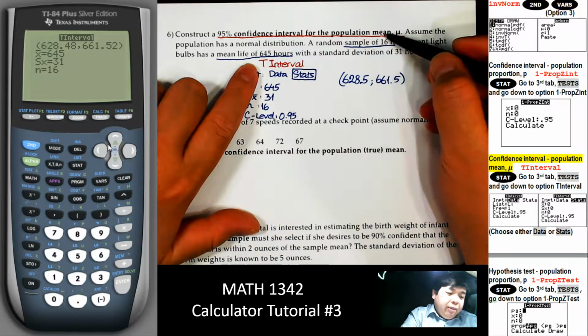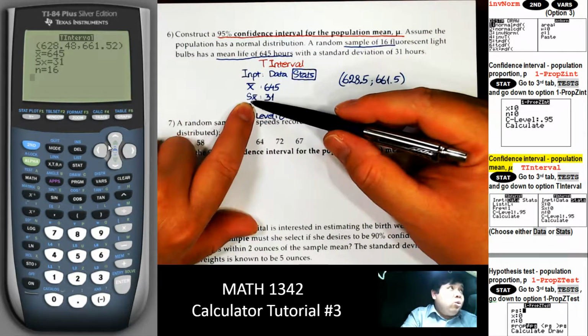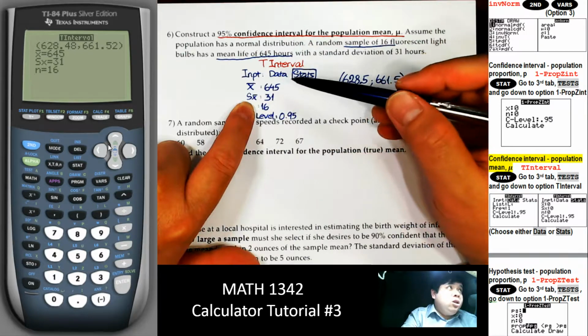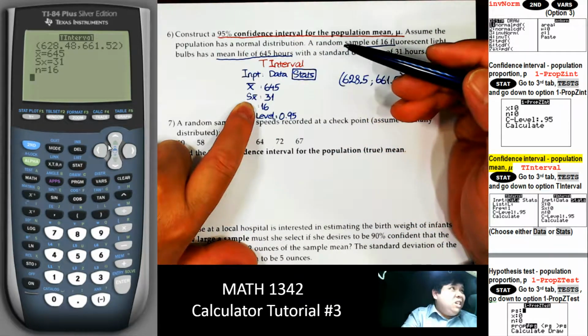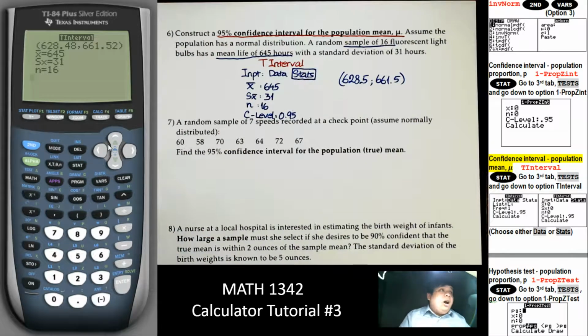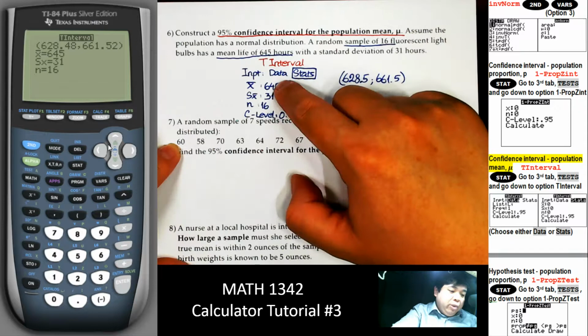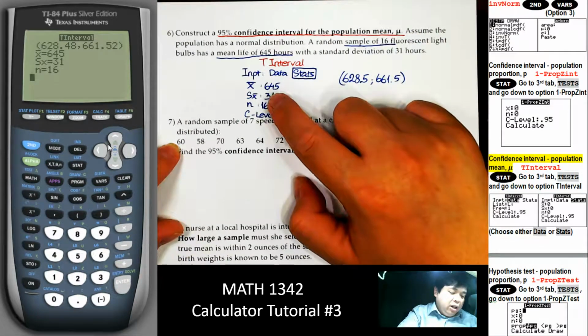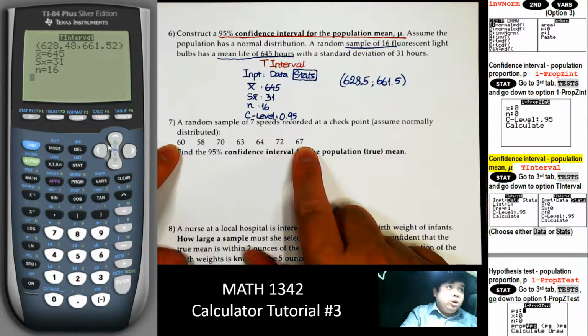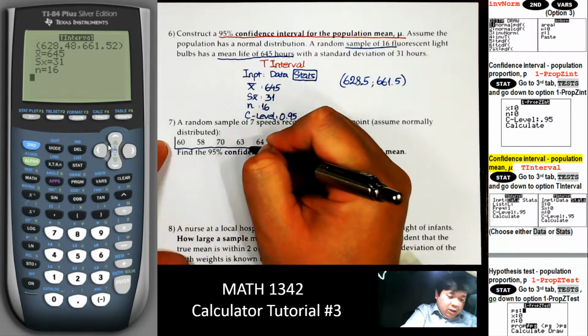For the population mean, we use the t interval. That is because we do not know the standard deviation of the population. Otherwise, we use z, but that also works. Right, so that is where we have the statistic. Now if we have the data, like on number 7, we do not know the mean and standard deviation. We do know there are 7 of them though.